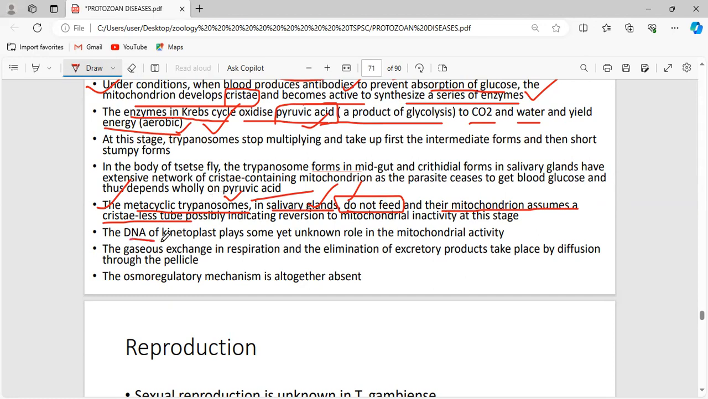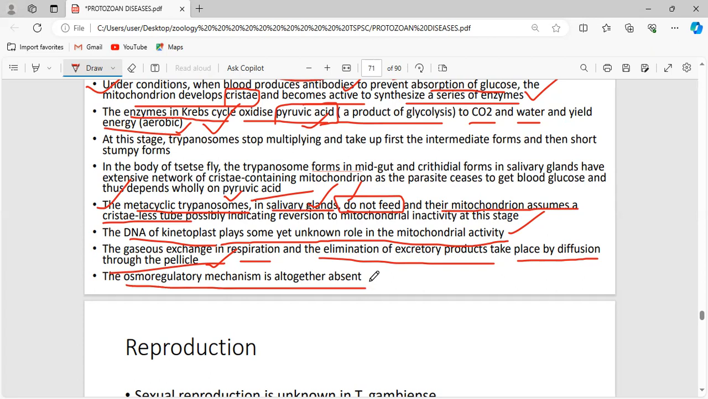Okay. Now, the DNA of the kinetoplast plays some yet unknown role in the mitochondrial function. We know that mitochondria and chloroplasts are said to be semi-autonomous organelles. Here the DNA of mitochondria will definitely synthesize some proteins, but that function is not clearly known. The gaseous exchange in respiration and the elimination of excretory products take place by diffusion through the pellicle. What is the excretory organ in the trypanosome? There is no particular organ; the excretory product is eliminated by diffusion, through the pellicle.